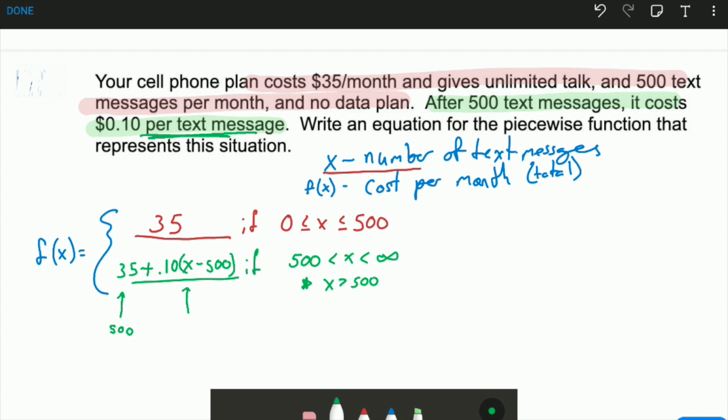And that does it. You can also simplify that equation, but for our purposes, that's good enough. Not all piecewise functions, when you're talking about word problems, require you to write an equation like this, but this particular one does.